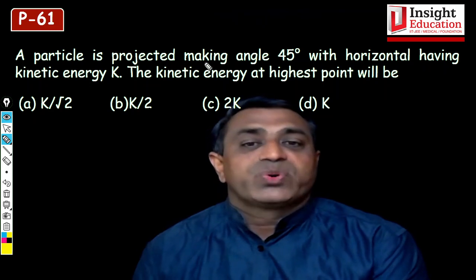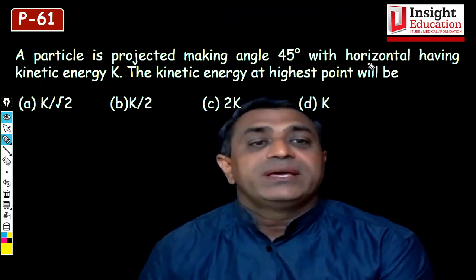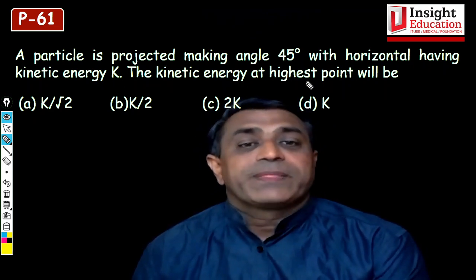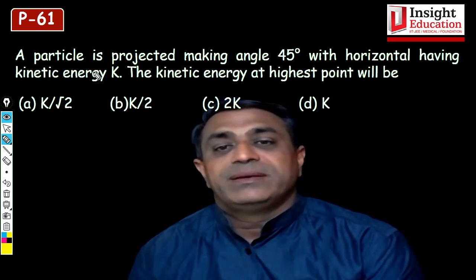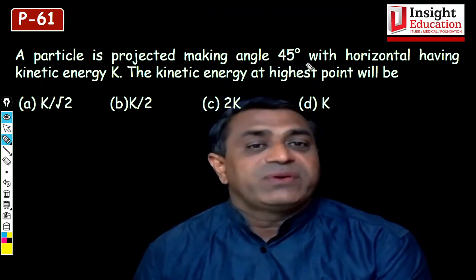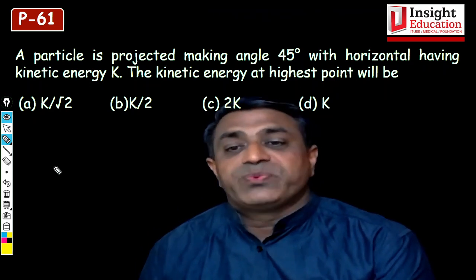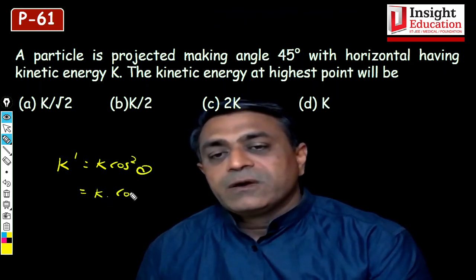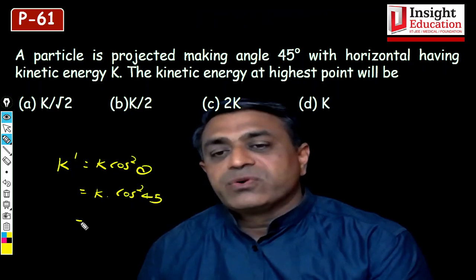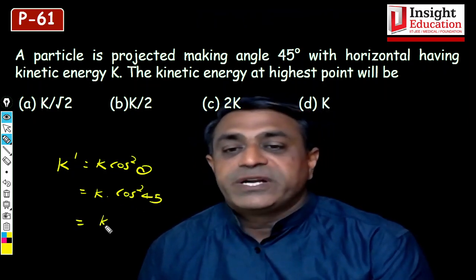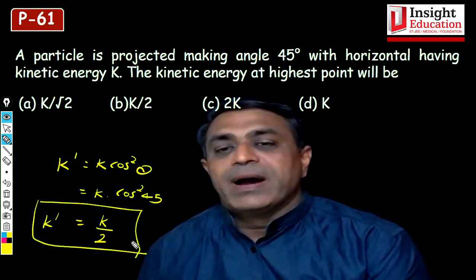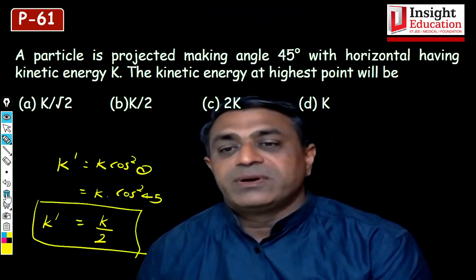A projectile is projected making an angle 45° with horizontal, having kinetic energy K. The kinetic energy at the highest point will be? So at the highest point, K dash is equal to K cos square theta. So K cos square 45. Cos 45 is 1 upon root 2, so that is K by 2. So K dash is equal to K by 2.